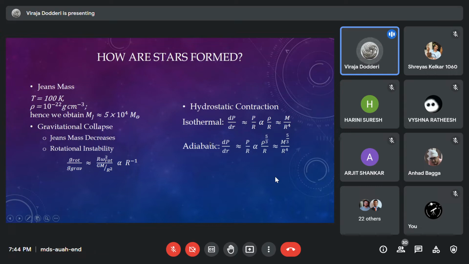But when it comes to adiabatic, the relation between p and r changes because p depends on density to the power of 5/3. And when you substitute it like that, you see it'll be r to the power of 6. It's not 4. It's my error.